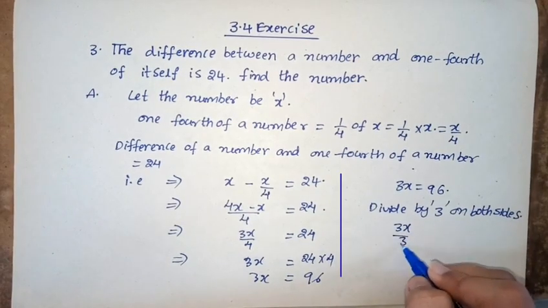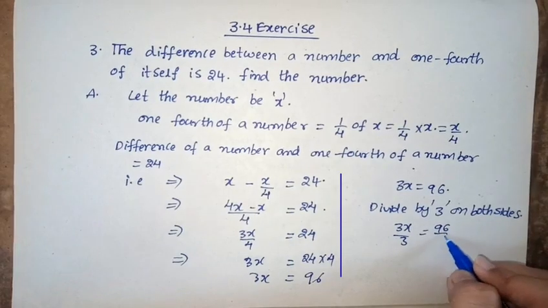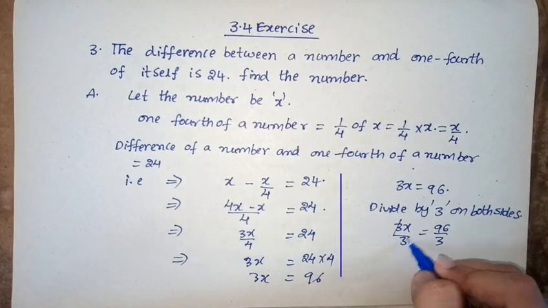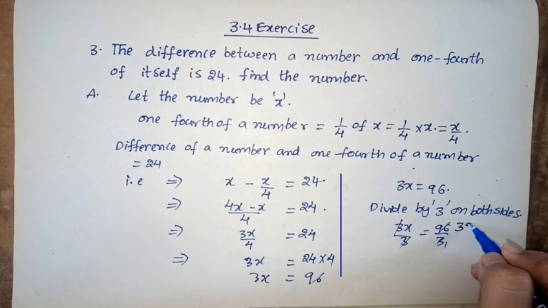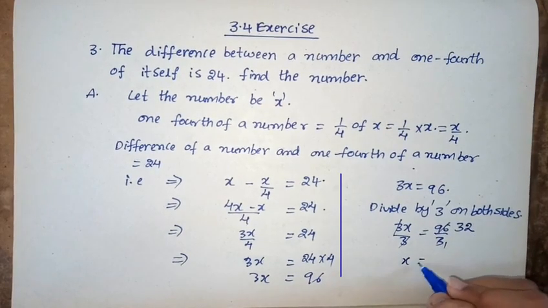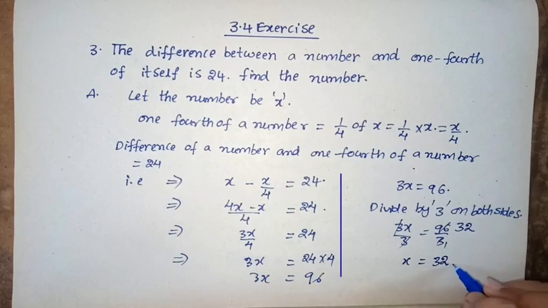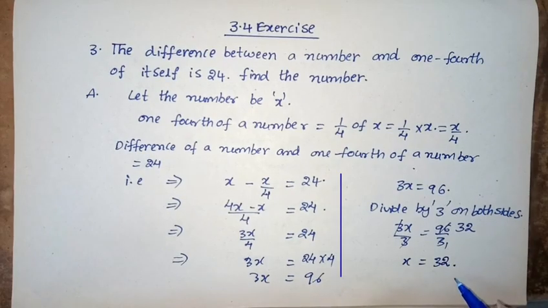3x by 3 is equal to 96 by 3. The numerator 3 and denominator 3 cancel. 3 ones are 3, 3 threes are 9, 3 twos are 6. So finally x is equal to 32. So x equal to 32 is the solution for the given problem.